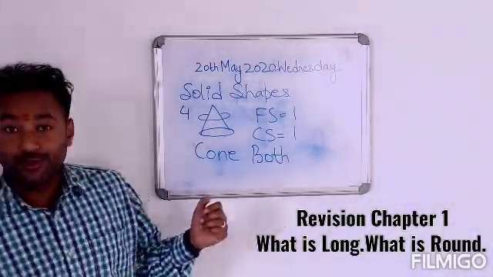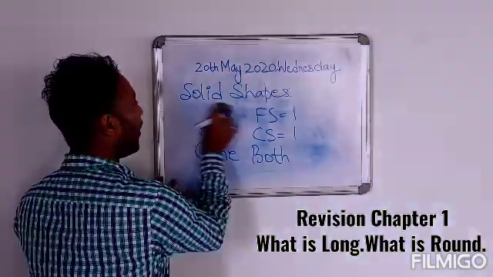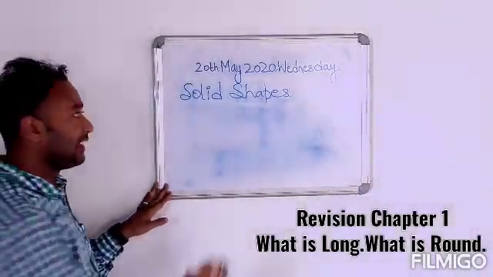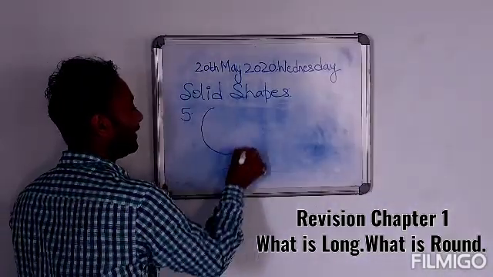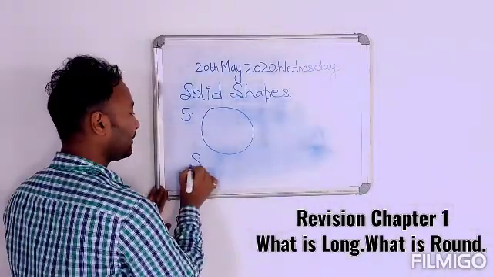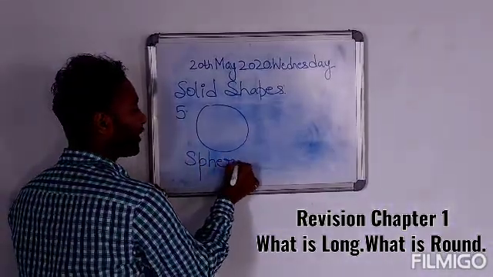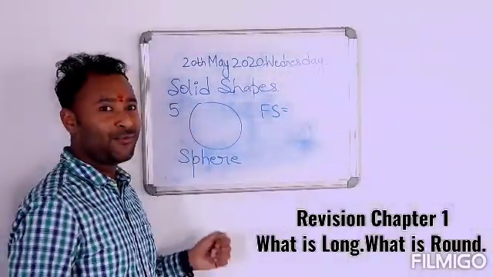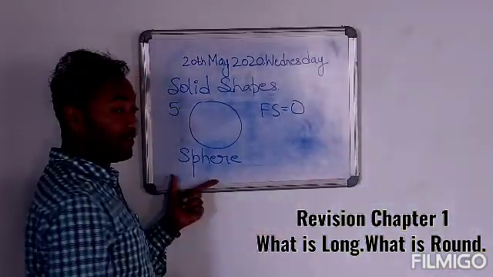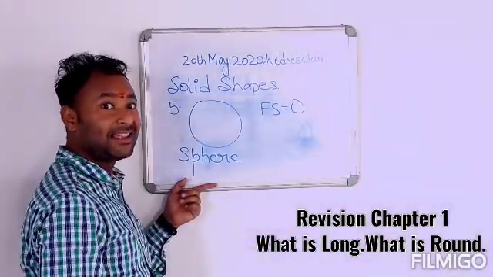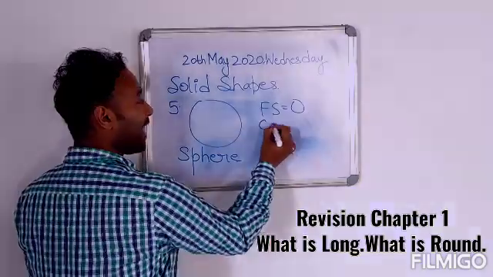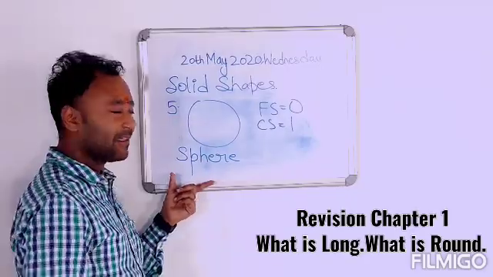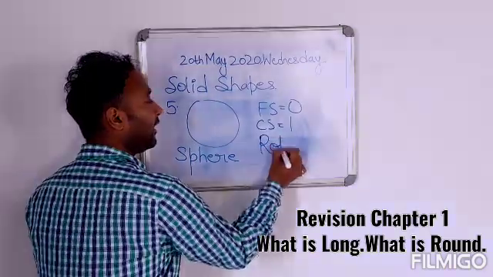Now let's come to the last shape of the solid shapes, and this is very simple. Sphere. Now can you please tell me how many flat surfaces are there? No flat surface. Can you please tell me how many curved surfaces? Yes, one curved surface. Can it slide or roll? Yes, it can only roll.